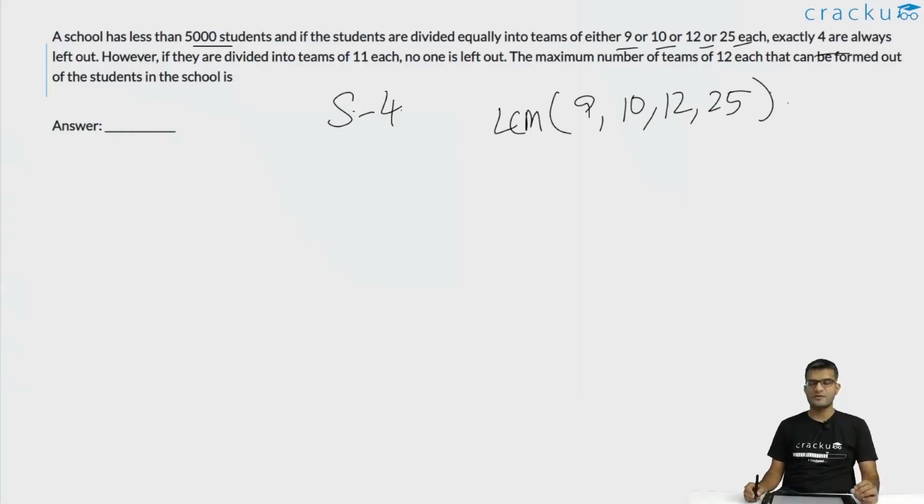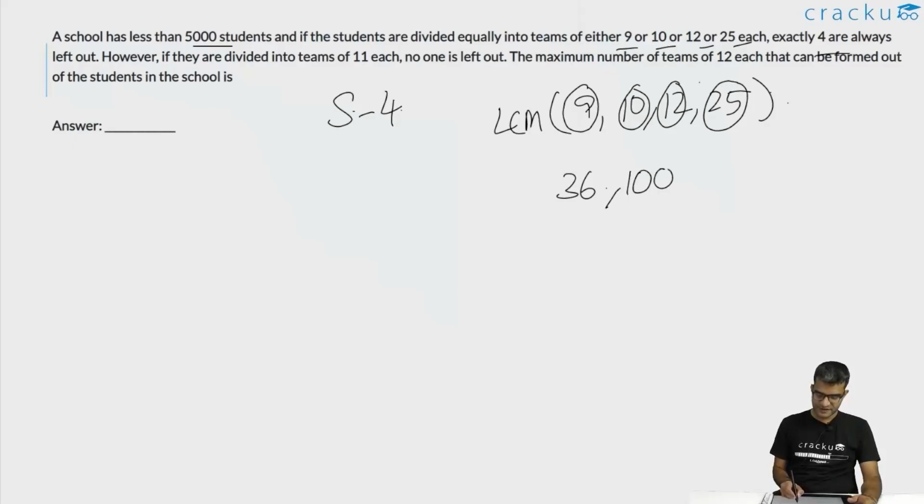What is the least common multiple? That is the smallest number which is a multiple of 9, 10, 12 and 25. The smallest multiple of 9 and 12 is 36. The smallest multiple of 10 and 25 is 100. So we have to find out the smallest multiple of 36 and 100. You can figure out that the smallest multiple of 36 and 100 is equal to 900.